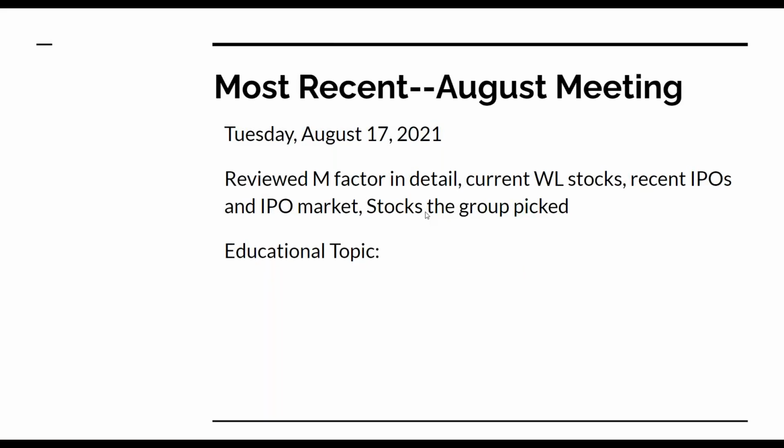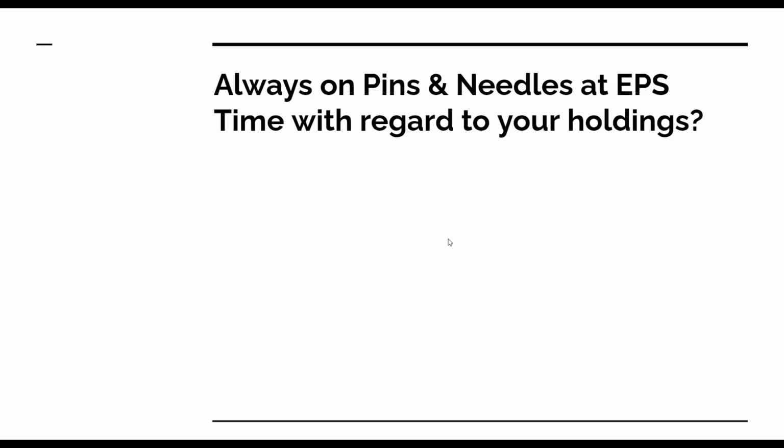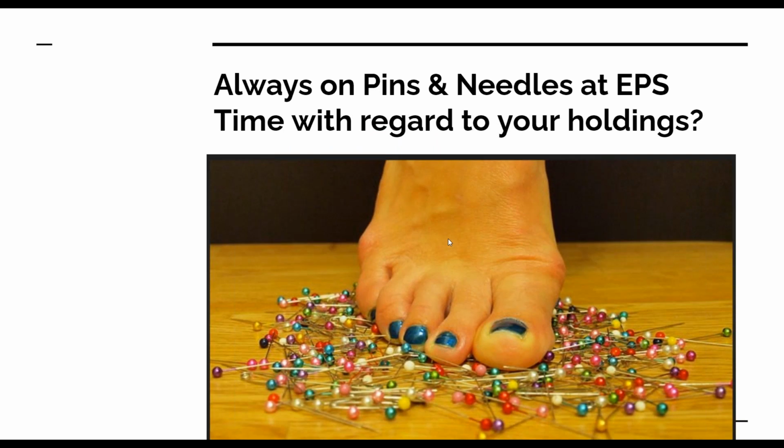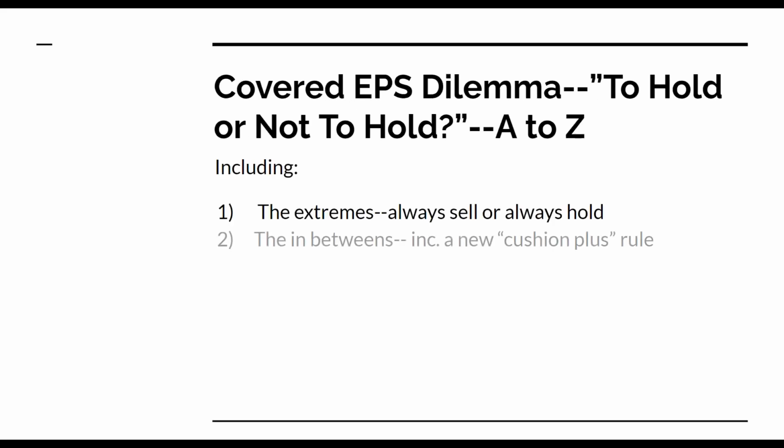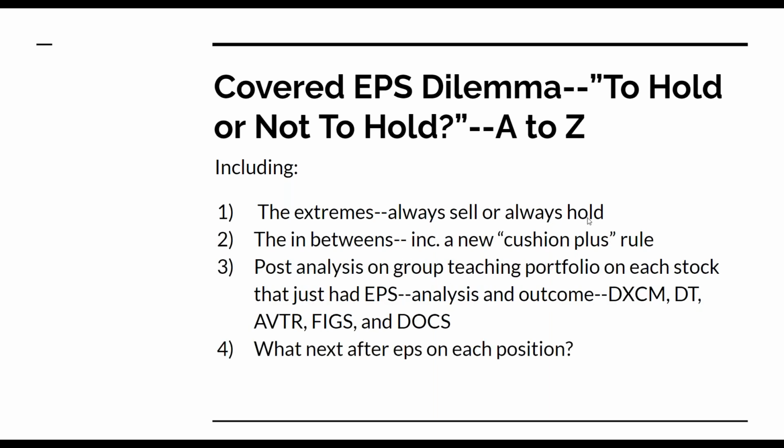All right, so our monthly meetings, we last met on Tuesday, August 17th. These are the big educational meetings. We looked at the M factor, some watch list stocks, some recent IPOs, stocks the group picked, and then our big educational topic was dealing with earnings season and your rules for holding through earnings. Cushion rule. We talked about really everything, always selling or always holding. Some people use that as the rules, the in-betweens, and we did post analysis in the group teaching portfolio on every stock in there that had recently reported earnings.